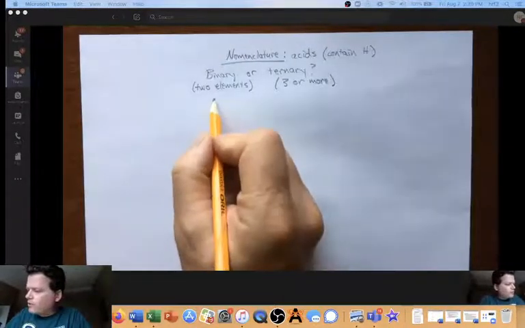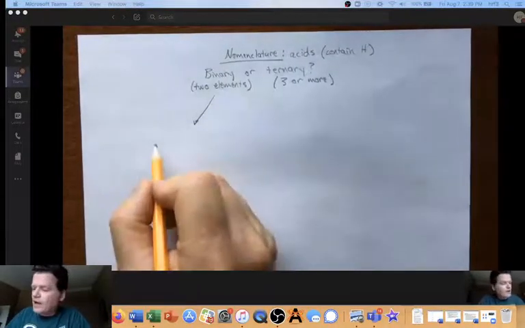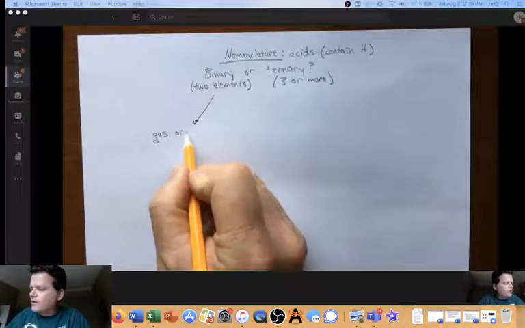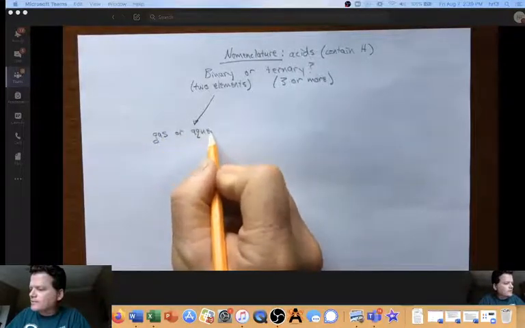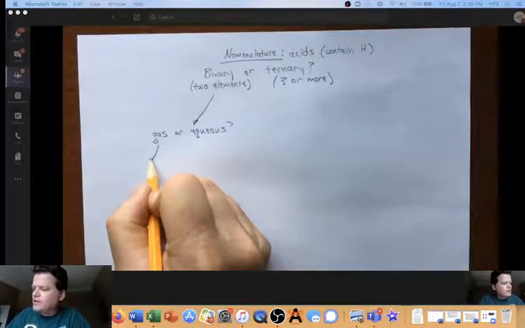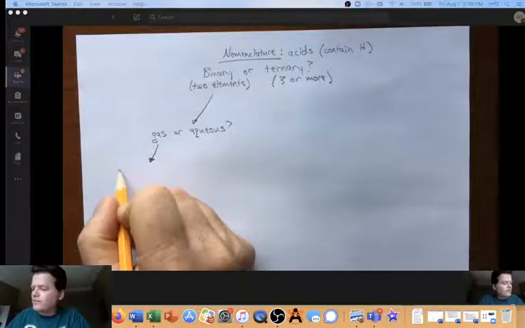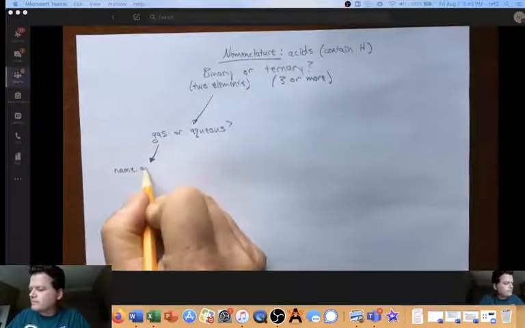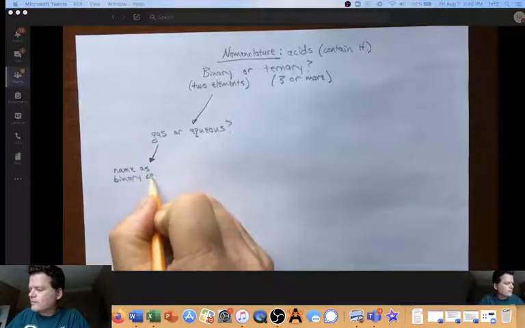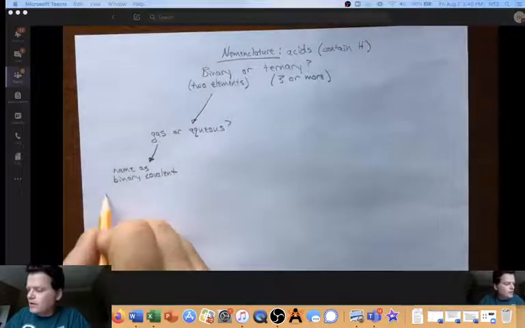Okay, but if we're naming a binary acid, we have another question that we have to ask, and that is: is it a gas or is it aqueous? If it's a gas, then actually we just name it as a binary covalent compound. And we learned how to do that in our previous lesson, so we already know how to do that.